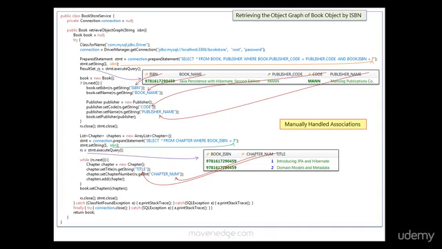But another problem we are facing here when we are retrieving the object graph of the book object by its ISBN value is that we are manually handling the associations between all the objects associated with the book object for creating its object graph. And this is just a simple application. Just imagine the work you'll have to do as a Java developer in a fairly complex application if you're writing all the JDBC and SQL code yourself.